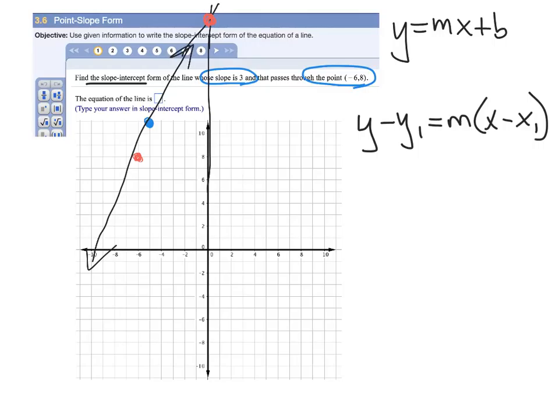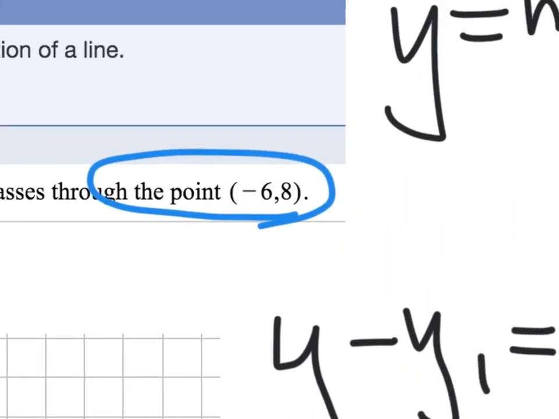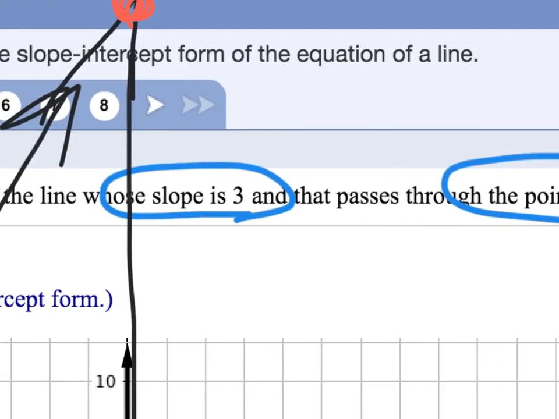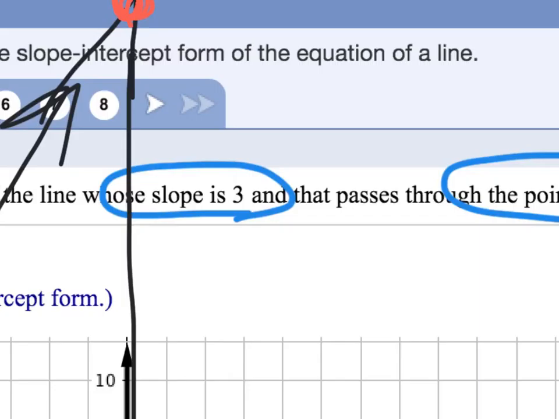So we see this (-6, 8). That is your point. I'm going to zoom in: the -6 is your x1, and the 8 is your y1. And of course, you remember that 3 is our slope, so that's your m.